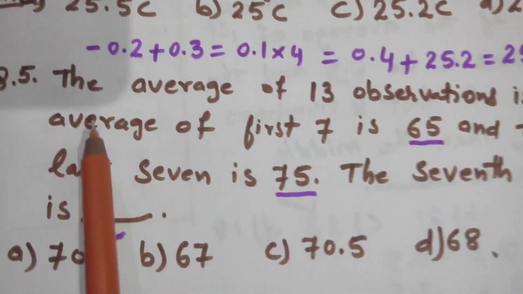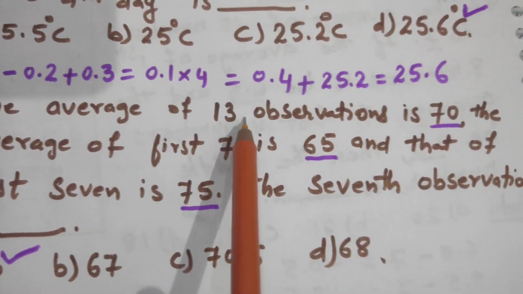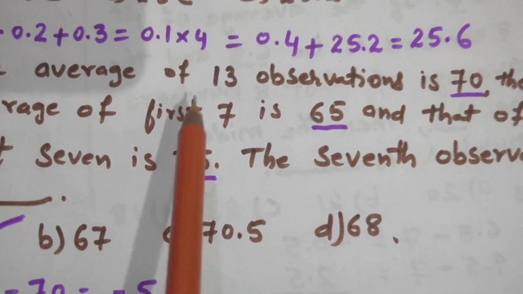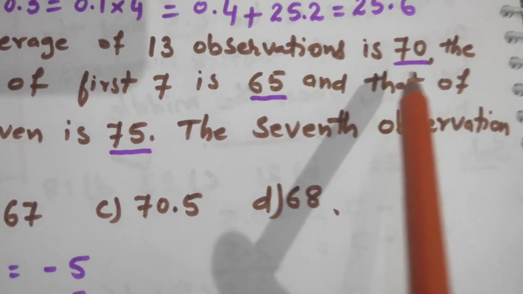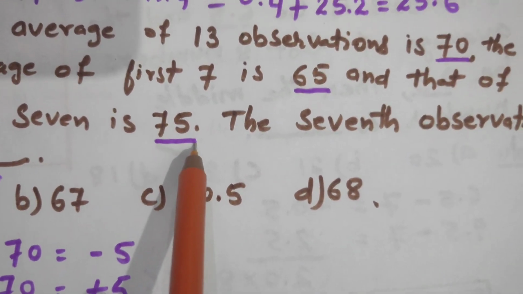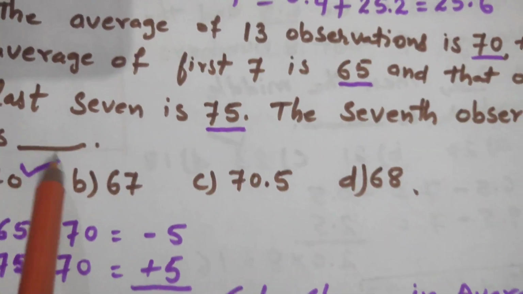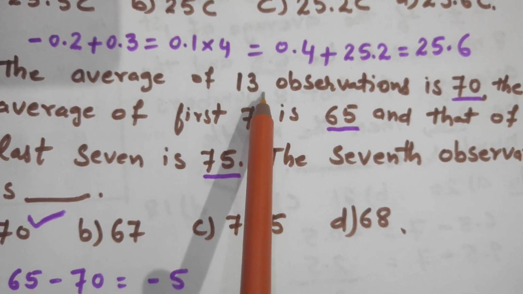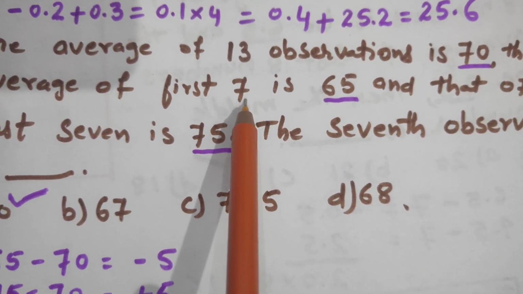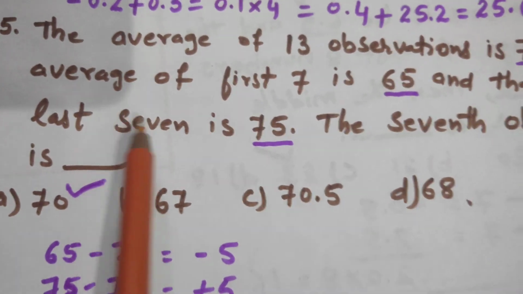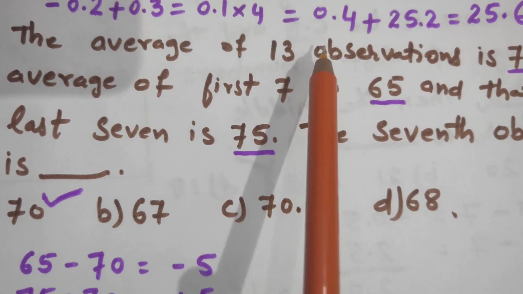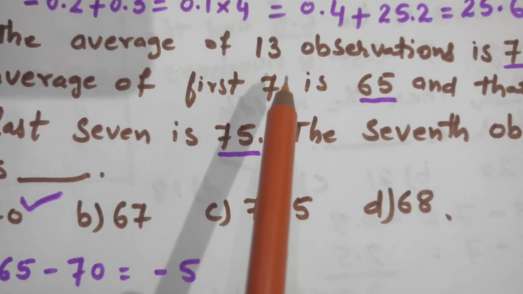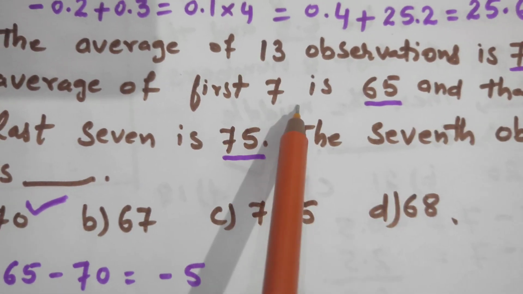Let us have the next question. The average of 13 observations is 70. The average of the first 7 is 65 and that of the last 7 is 75. The 7th observation is dash. Here again we can see that repetition is there. How? Total observations are 13, but here first 7 and then they have taken last 7. So 7 plus 7, 14, but here there are only 13 observations. It means the 7th observation is repeated, right?